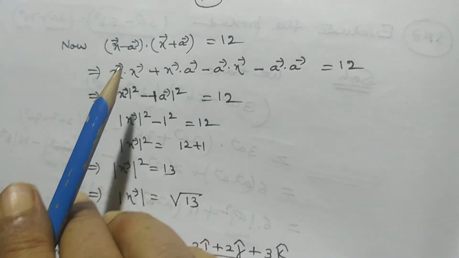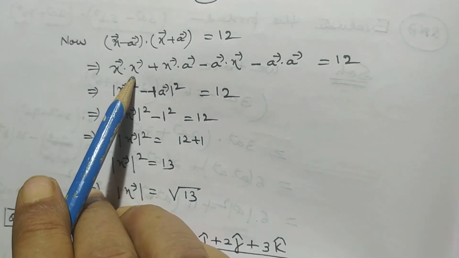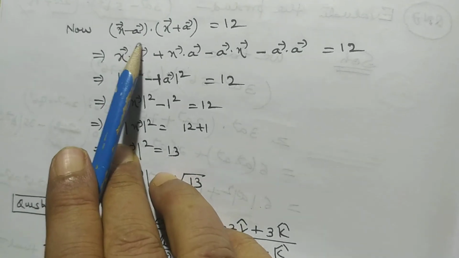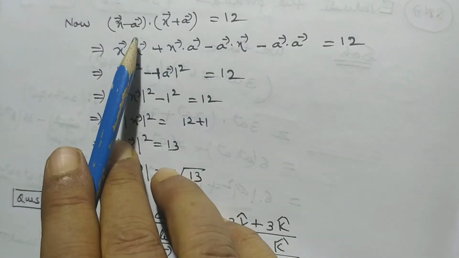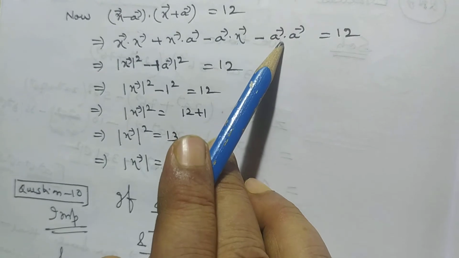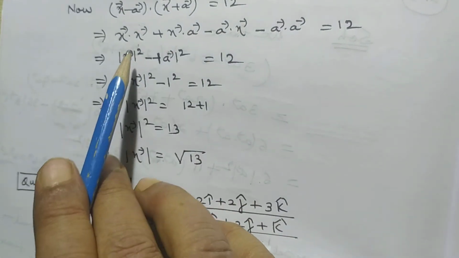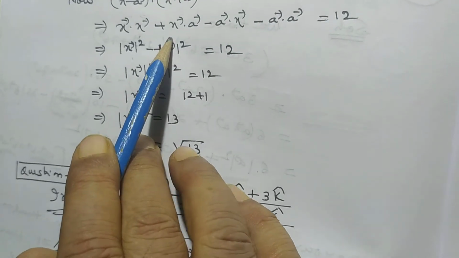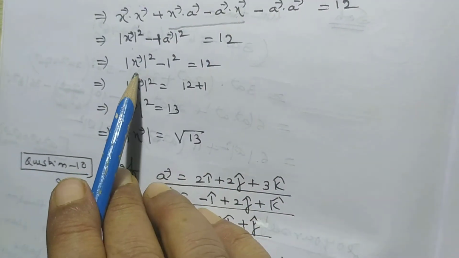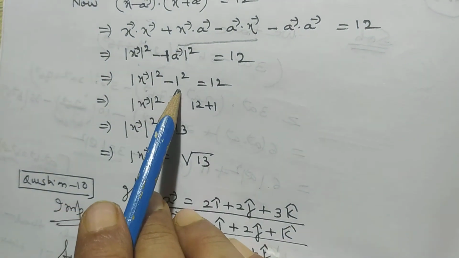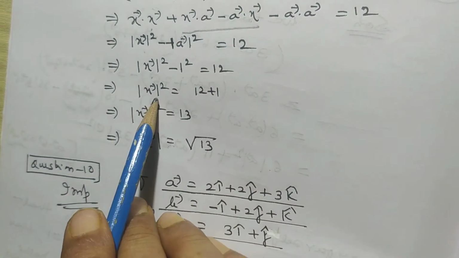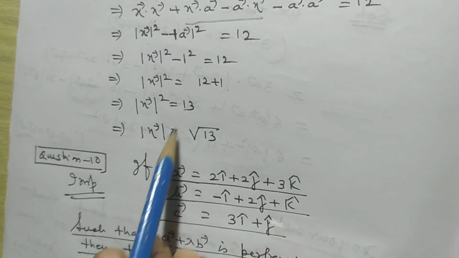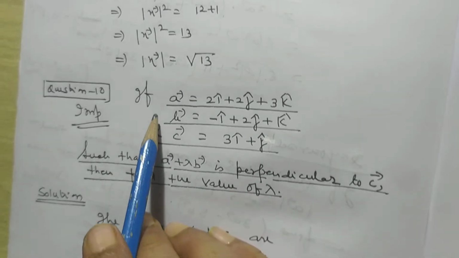So vector x dot product with vector x plus vector x dot product with vector A minus vector A dot product with vector x minus vector A dot product with vector A is equal to 12. And it will be magnitude of x square minus magnitude of A square. And both will cancel. So we have magnitude of x square minus 1 square is equal to 12. Magnitude of x square is equal to 13. Magnitude of x is equal to root 13.